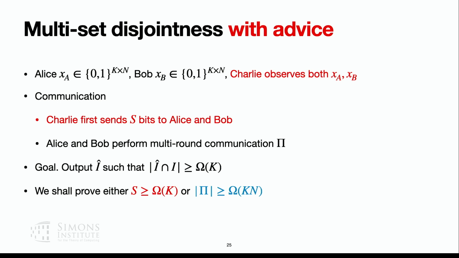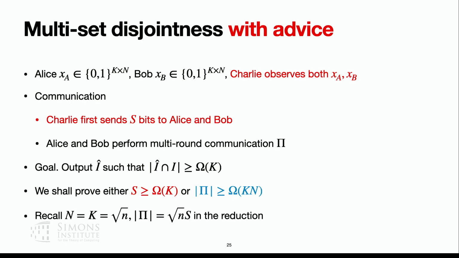The reason is, for example, if Charlie can send k bits to Alice and Bob, then Charlie can just send this intersecting index to Alice and Bob, right? So the problem then becomes trivial. And also, if the transcript pi has k times n bits, then Alice can just send xa to Bob. Again, the problem just becomes trivial. And I'll show you that actually one of them needs to hold.